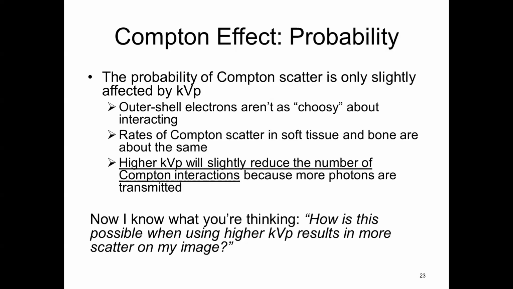Now, the real confusing part about all of this is what I've got underlined here. If you keep increasing your kVp, you will slightly reduce the number of Compton interactions. That's simply because when you increase your kVp, you are increasing the odds of no interaction at all, of transmission. So if I crank up the kVp, I'm betting that it's going to transmit before it's going to scatter.